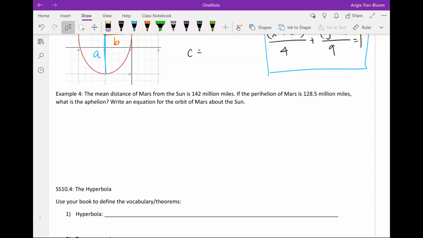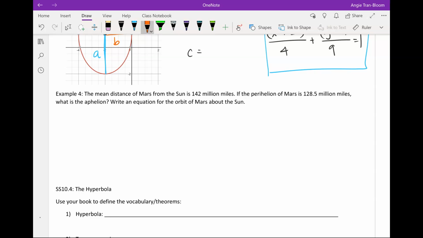So yesterday you were asked to define the mean distance of a planet from the Sun. You were asked to define the perihelion. What was the definition of perihelion? Furthest from the Sun, yeah? Or closest, which one? Because I just heard closest. Okay, perihelion is the closest from the Sun. Aphelion is furthest. You only have 2, right?